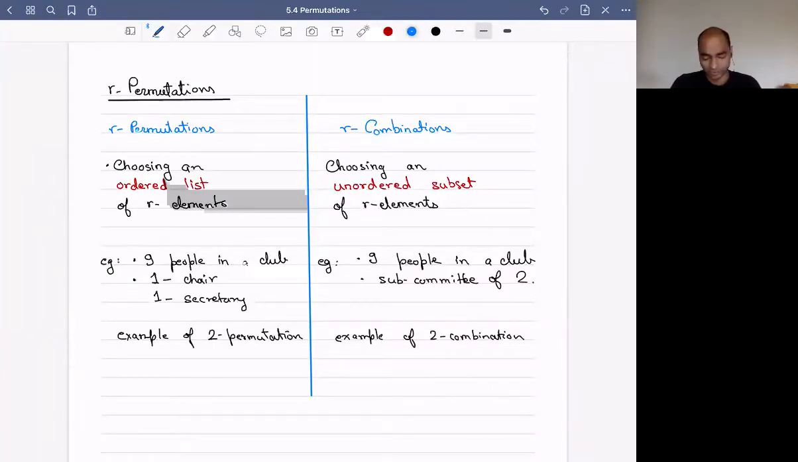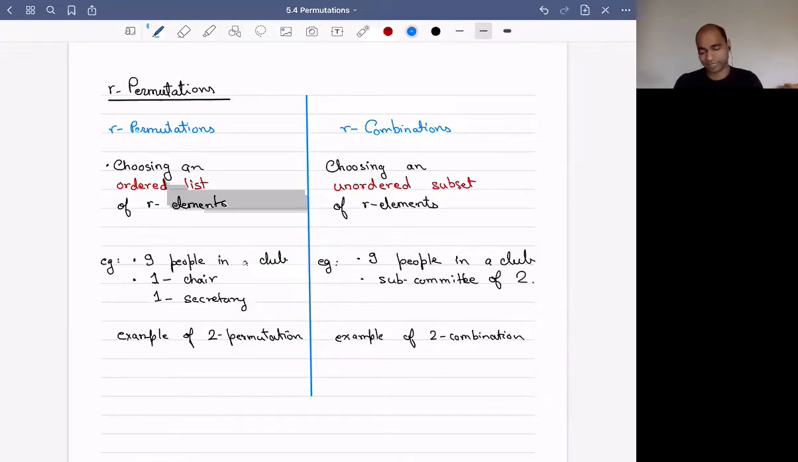So suppose I have a club of 9 people, let's say, a discrete math club, and I want to choose a chair and a secretary, and I want them to be different. So I want one chair and one secretary, but the same person is not both of those. How many ways of doing that is an example of a 2 permutation. So here the order matters. One person is chair and one person is secretary.